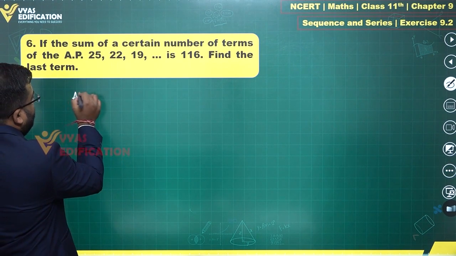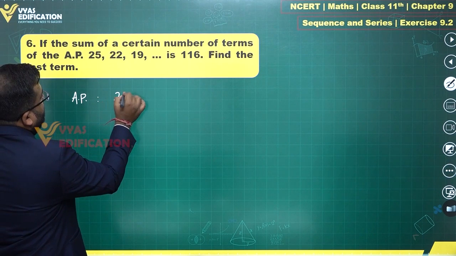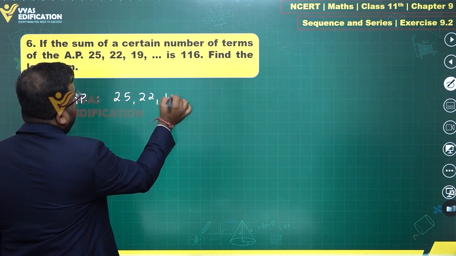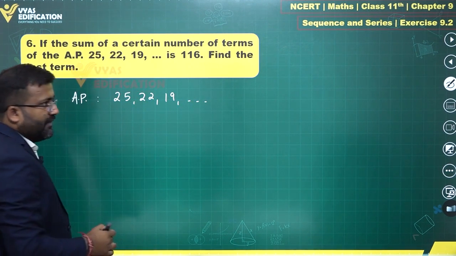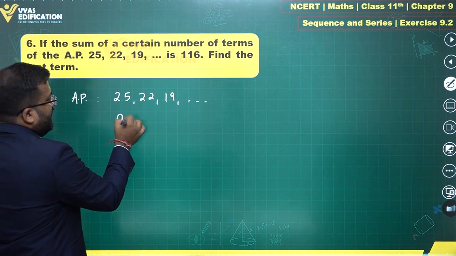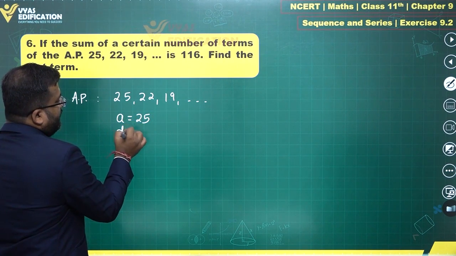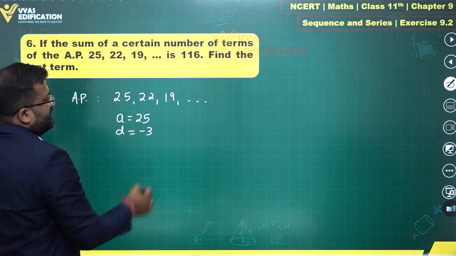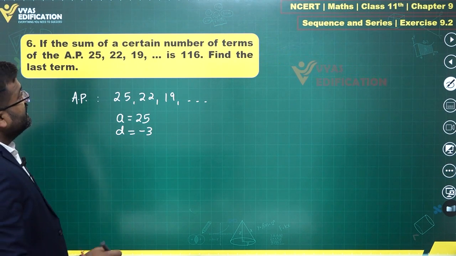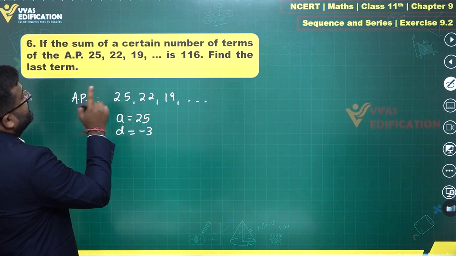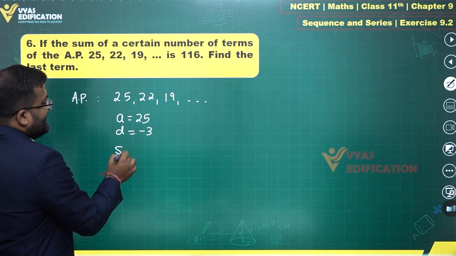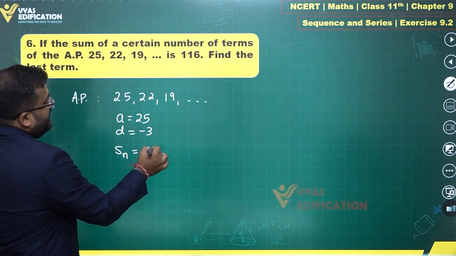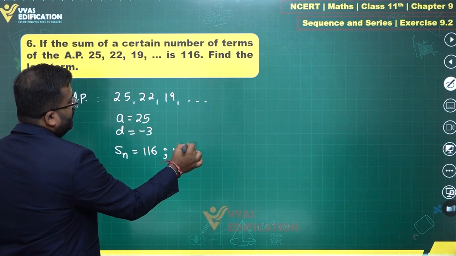So we're talking about AP, which is 25, 22, 19, dot dot dot. The first term of this AP, A, is 25. The common difference, as you can see, this minus this, which is minus 3. Right? The sum of a certain number of terms, Sn, is 116. N is not known.